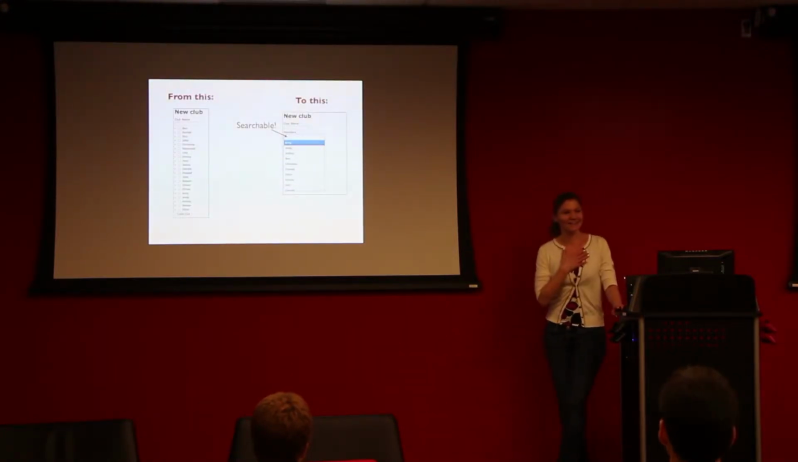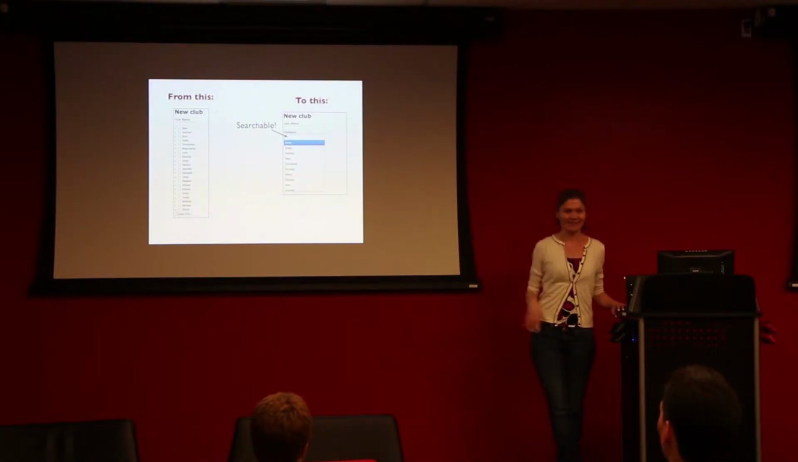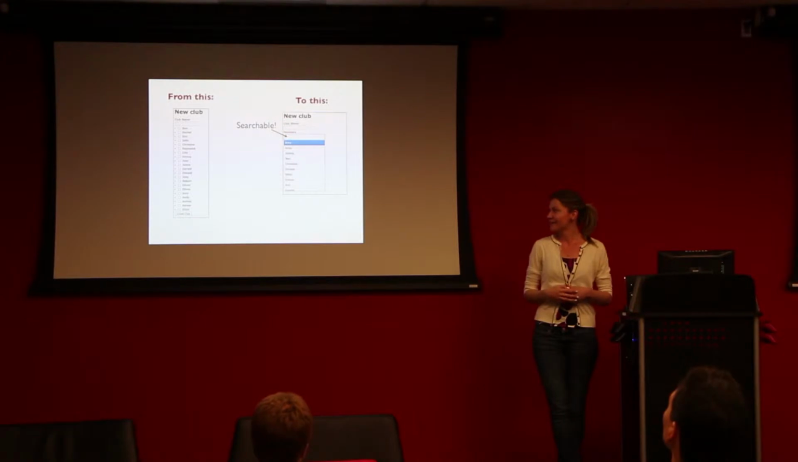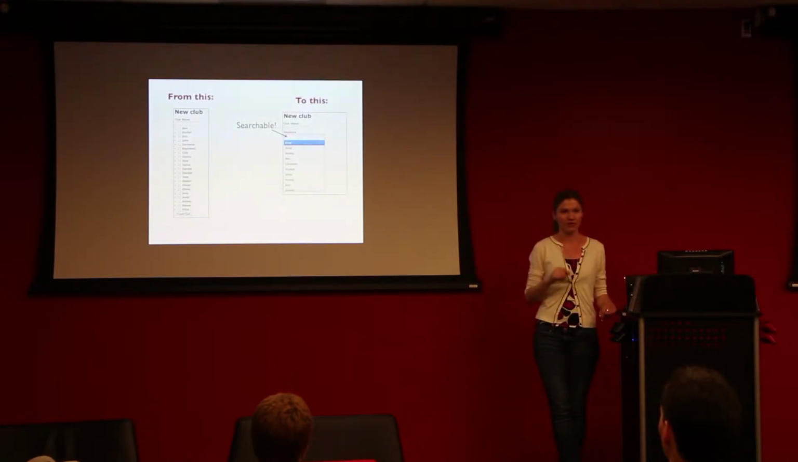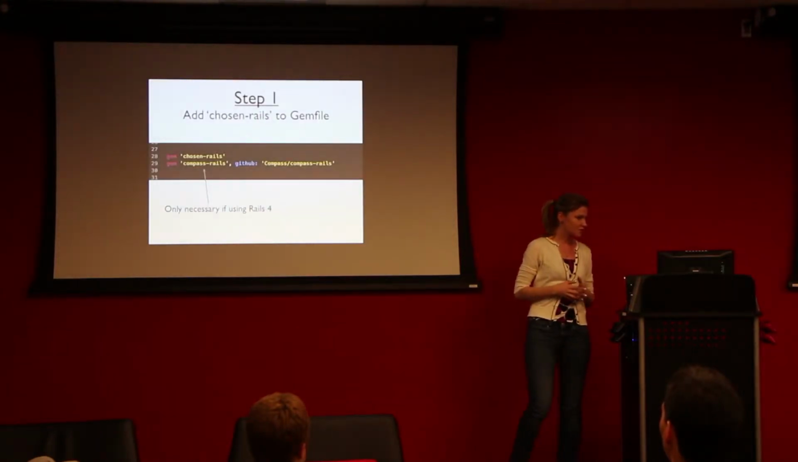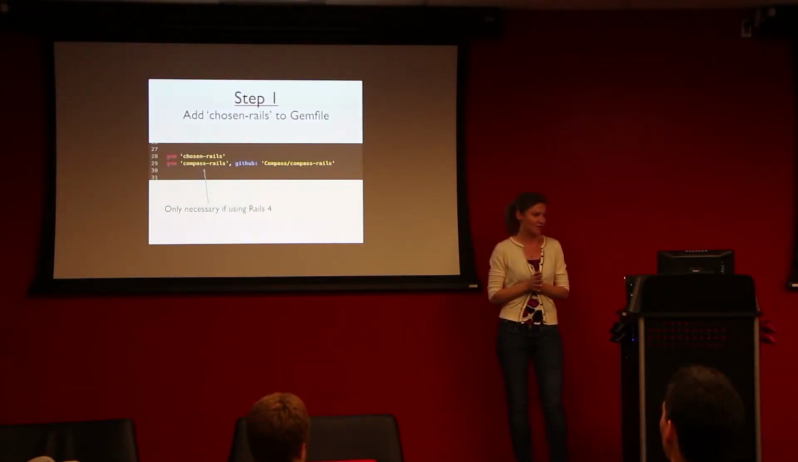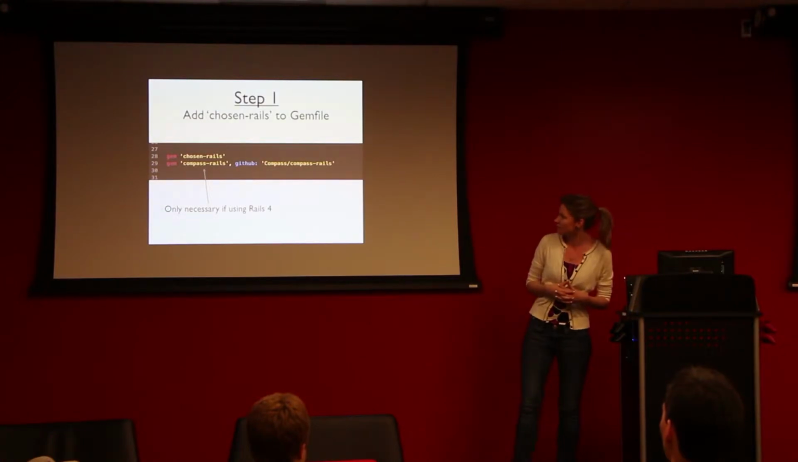All I knew how to do before I found this gem was to create a giant list of checkboxes. But when you start to have hundreds of members or thousands of users, that's going to become a giant list. So it will turn a checkbox list into something that is searchable. When you click on it, it pops up 10 or so, and then as you start typing, it narrows it down. So step one is to add the Chosen Rails gem to your Gemfile.